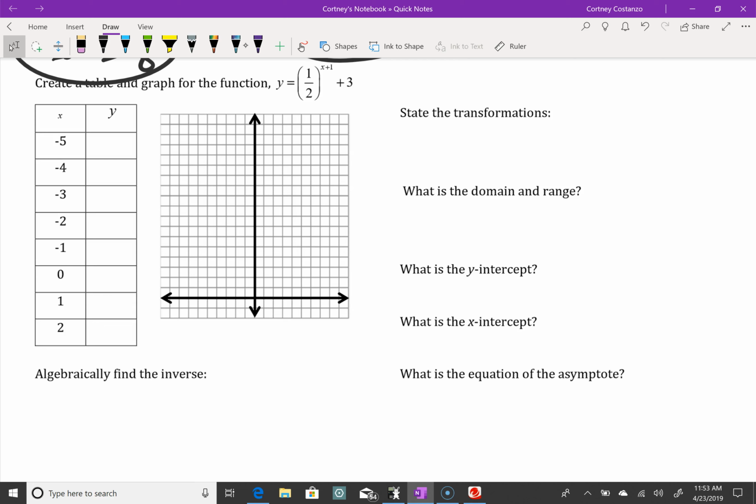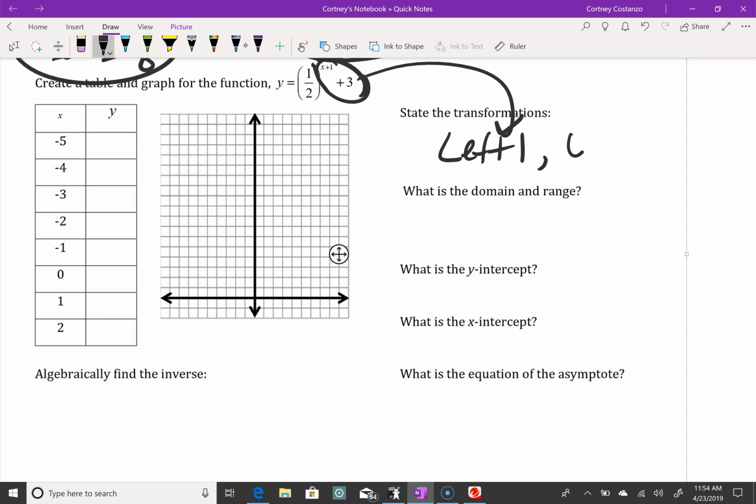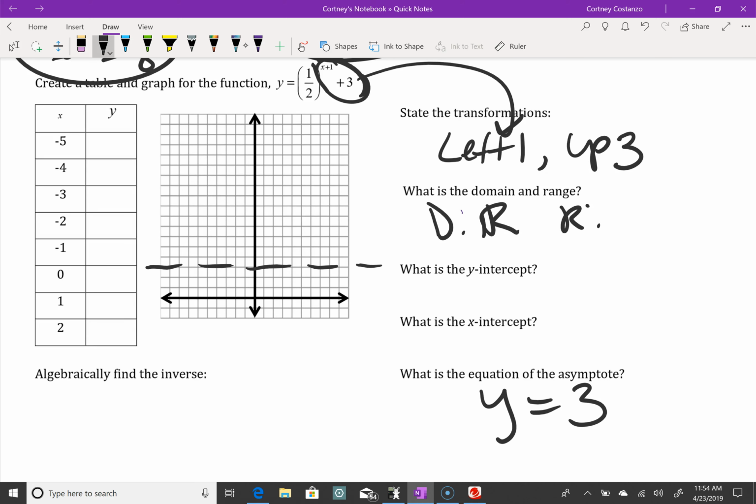All right, so create a table and graph the following exponential. So if I'm graphing the following exponential, the first thing I want to do is figure out what my transformations are. So these two values that are at the end there, the x plus 1 is going to tell me that it's being shifted to the left 1. And the plus 3 is going to tell me it's shifting up 3. And if it's shifting up 3, that's the equation of my asymptote. So that's probably the first thing I'm going to try and plop in my graph here, is I have an asymptote at 3. Domain is going to be all reals, pretty much always. Range is going to be from the asymptote up, so 3 to infinity.